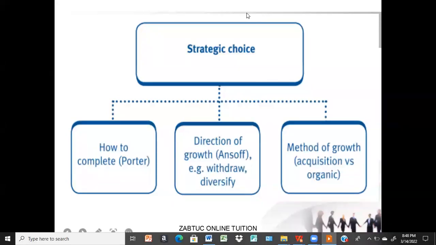So strategic choice is a menu of strategies that we have. It is a menu of strategies that are available. The strategies that are available are how to compete, the three competitive strategies. This is what we call business unit level strategy, strategic business unit level.